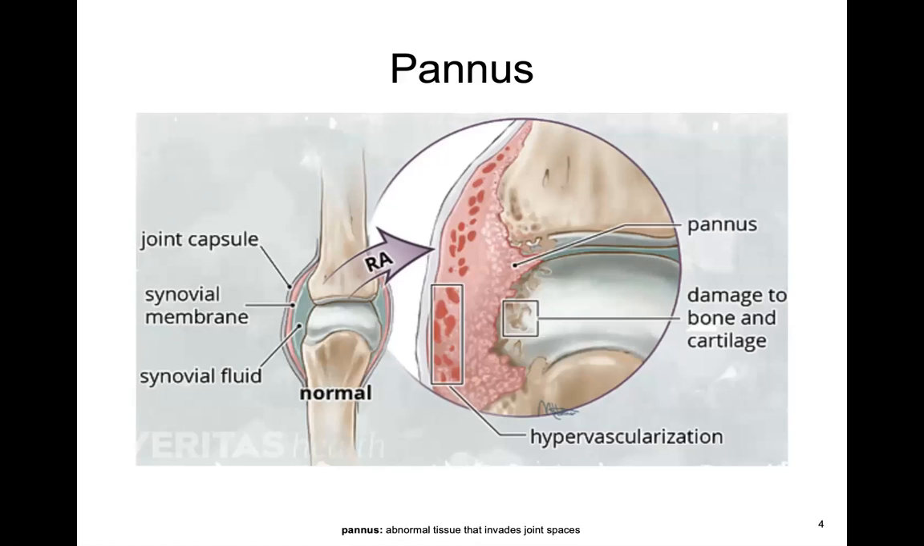So in this example, you've got your joint here, and this is what would be considered normal, with a normal joint capsule and the synovial membrane and the synovial fluid. And in rheumatoid arthritis, that space gets invaded by the formation of a pannus, which has hypervascularization, and then it invades that space and leads to bony and cartilage destruction.